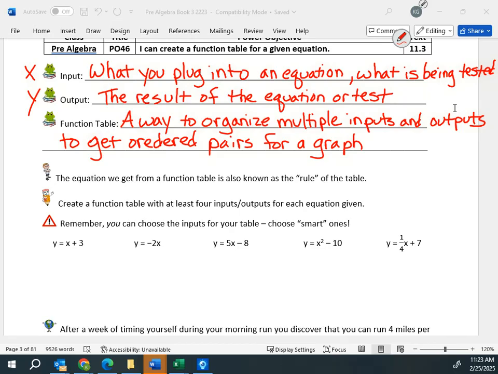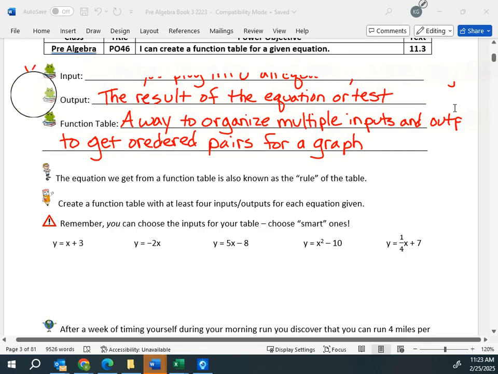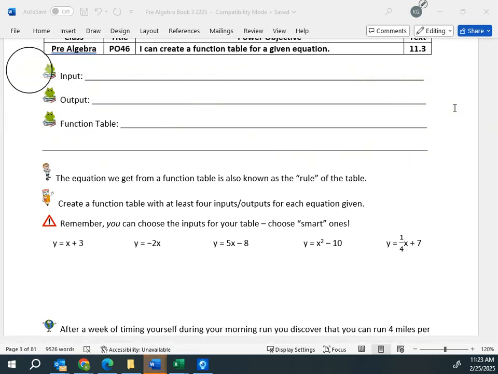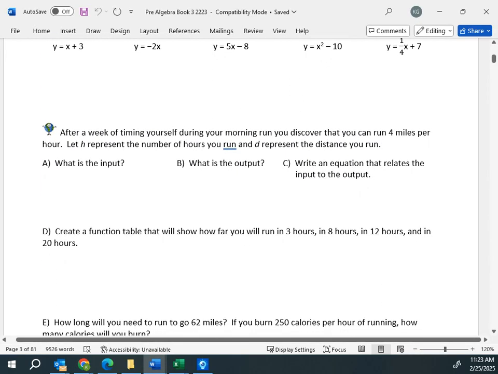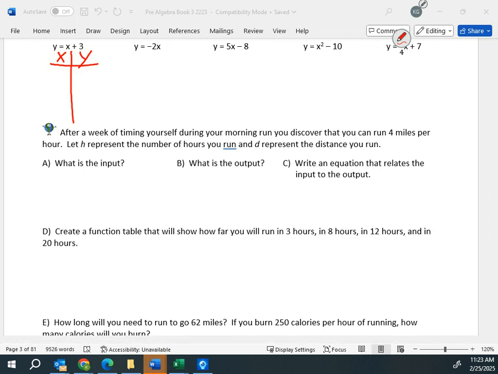Remember, you can choose the inputs for your table, and we want to choose smart ones. I'm going to show you what it means to choose a smart input. So let me scroll up. If we want to make a function table for y equals x plus 3, I'm going to make my table like this. X always goes on the left, y always goes on the right, just like with ordered pairs. The x is the input. We get to choose it.